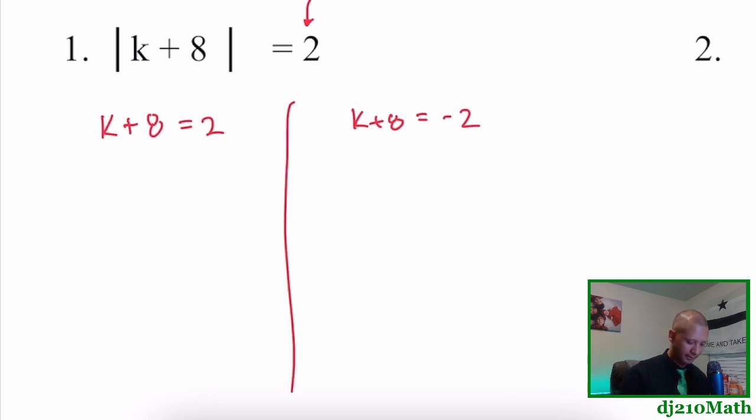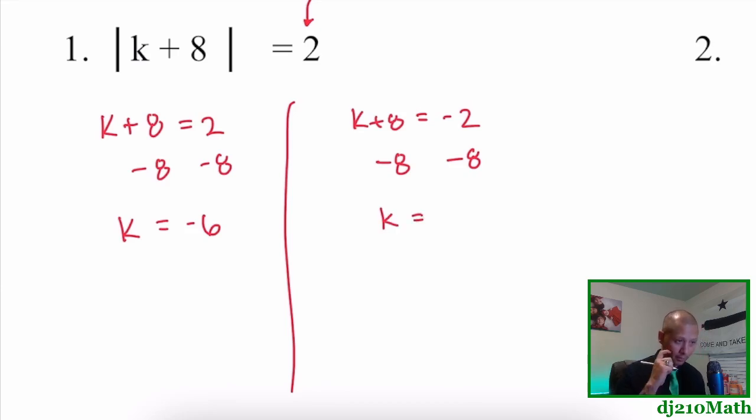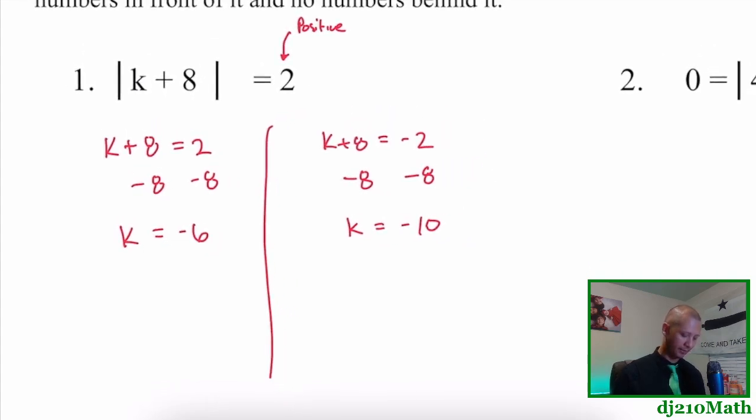So left-hand side, I'm going to subtract 8 from both sides. So K is equal to negative 6. Right-hand side, I'm going to subtract 8. K is equal to negative 2 minus negative 8. They're both negative, so we're adding them. So negative 10. So K in either scenario is negative 6 and negative 10.